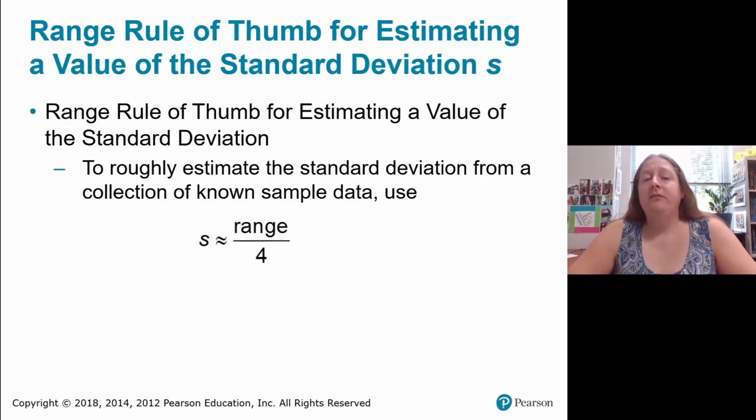So if we want to roughly estimate the standard deviation of a collection of sample data, we can use this idea that the standard deviation is going to be about the same as the range divided by 4. Now, this is a rough estimate. However, finding the range and dividing by 4 is significantly easier than using our standard deviation formula. So if all we need is a rough estimate and we need it quickly, this rule of thumb is a very good thing to fall back on.